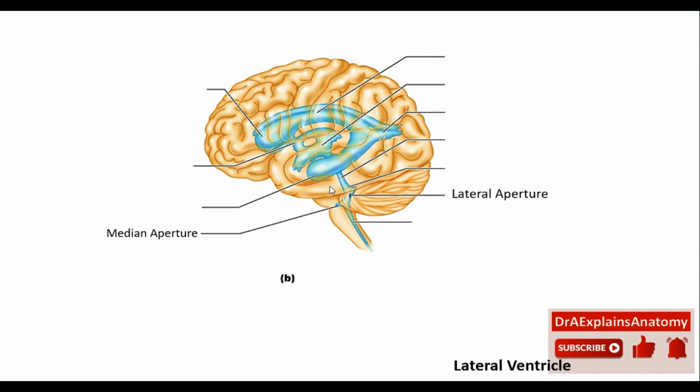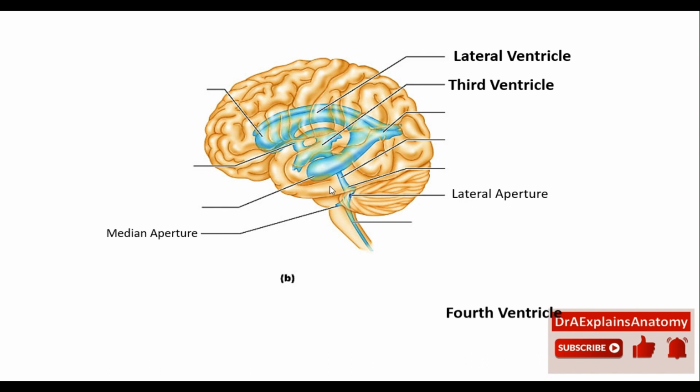On the lateral view, we can see the lateral ventricle. We have two lateral ventricles, as we mentioned earlier, one third ventricle and one fourth ventricle. Notice that the third ventricle is at the level of the diencephalon, where the thalamus and the hypothalamus are located, whereas the fourth ventricle is at the level of the cerebellum and the pons.